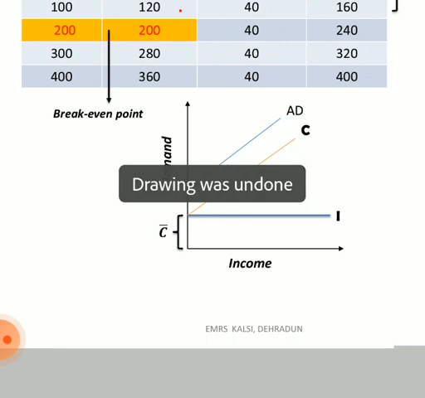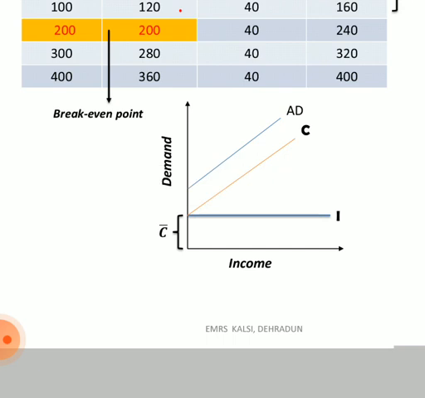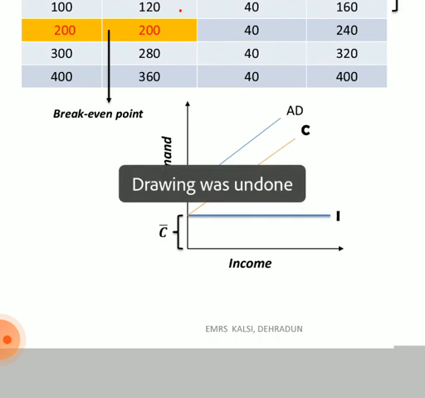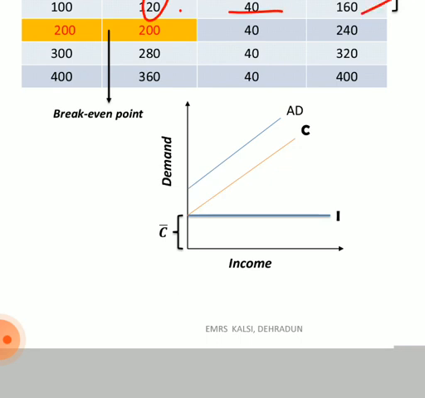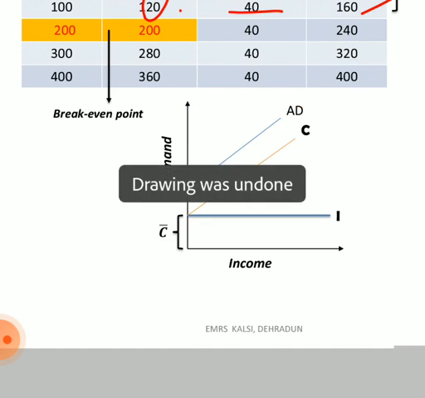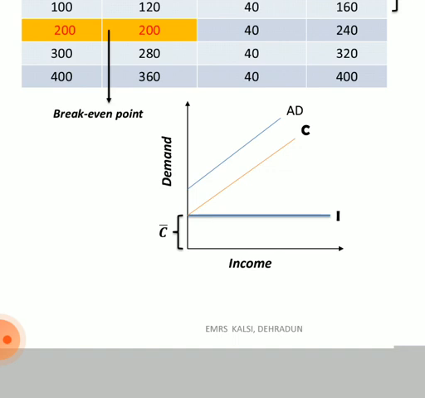Now you have to calculate AD, meaning aggregate demand. So how you will calculate? By adding C plus I. You have to add these two, consumption and investment, and you will get AD. Like we will see here, 40 plus 40, 80, 120 plus 40, 160, 200 plus 40, 240. So in the same way you can calculate AD by adding C plus I. Okay, so this is how you will make the table. You have to take the values by your own.